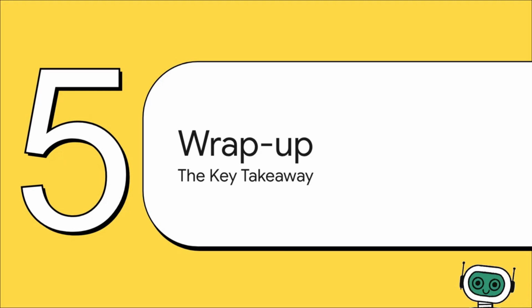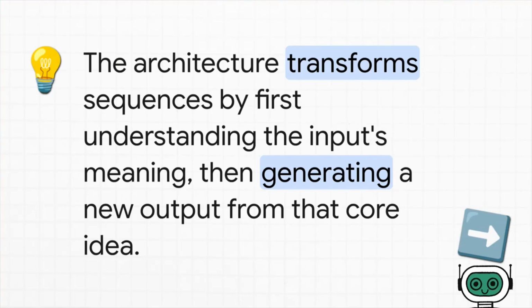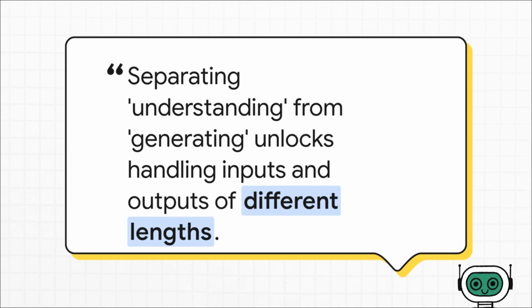All right, let's bring it all home. We've gone from the intuition of a human translator all the way to the building blocks of some of today's most powerful models. So, in one sentence, the encoder-decoder architecture works by first completely understanding the meaning of an input and then generating a totally new output from that core understanding. And if there's one thing to remember, it's this. The real magic is this separation. By splitting the problem into two distinct jobs, an understanding job and a generating job, we unlock the machine's ability to fluently handle inputs and outputs of any length.